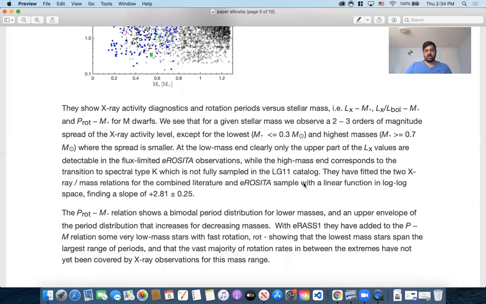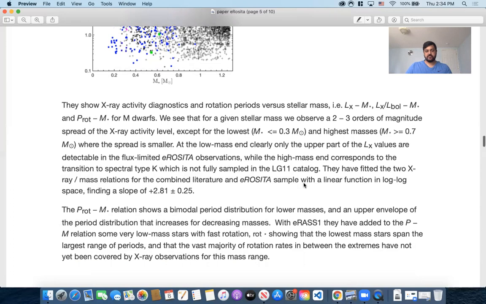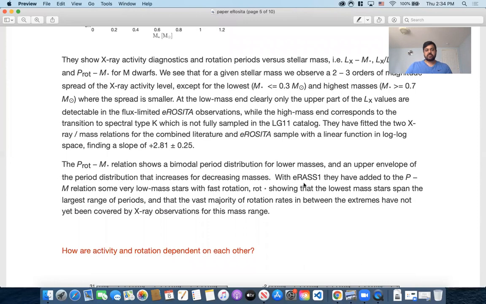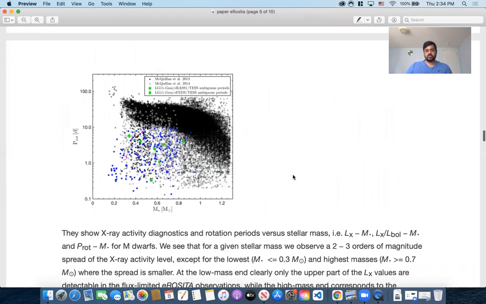So they fit the luminosity versus mass relation with a linear function in log-log space, finding the slope 2.81 plus or minus 0.25. The rotation period versus mass shows a bimodal period distribution for lower masses and an upper envelope of period distributions that increases for decreasing masses. So we see that there's a large spread in the lower masses, and generally there's a trend that as the mass increases, they become faster rotators.